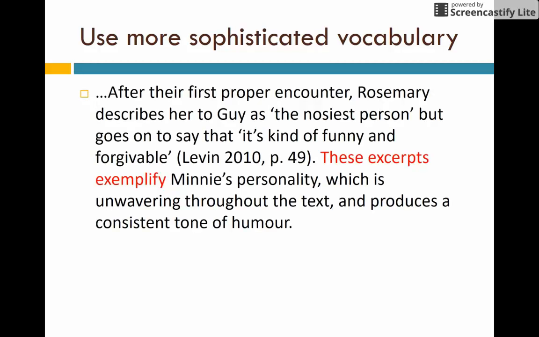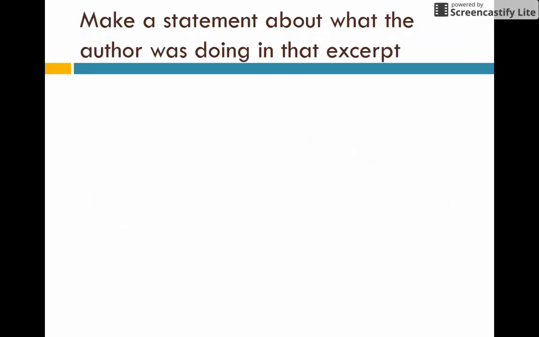After their first proper encounter, Rosemary describes her to Guy as the nosiest person, but goes on to say that it's kind of funny and forgivable. These excerpts exemplify Minnie's personality, which is unwavering throughout the text and produces a consistent tone of humour. So be very specific about what the language is in the quotation and what they do, rather than just saying they do this. To transition out, you can also make a statement about what the author was doing in that excerpt, what they were aiming to achieve.